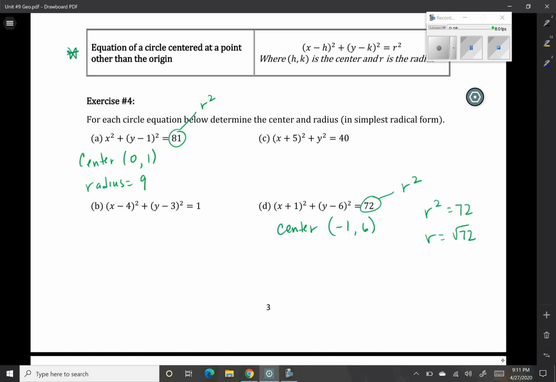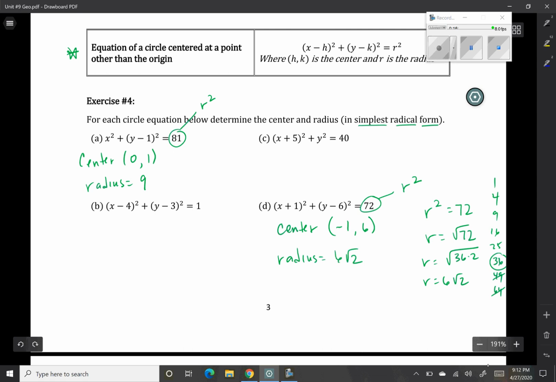Well, if I type the square root of 72 into my calculator, I'm going to get 8 point something, which is a totally good answer, but this does say simplest radical form. So we have to try and figure out what perfect square goes into 72. So I have 1, 4, 9, 16, 25, 36, 49, 64, etc. Remember, I'm trying to find the largest number on this list. 36 works, and it goes in twice. Square root of 36 is 6, so I have 6 square roots of 2. So the radius of this circle is going to be 6 square roots of 2.